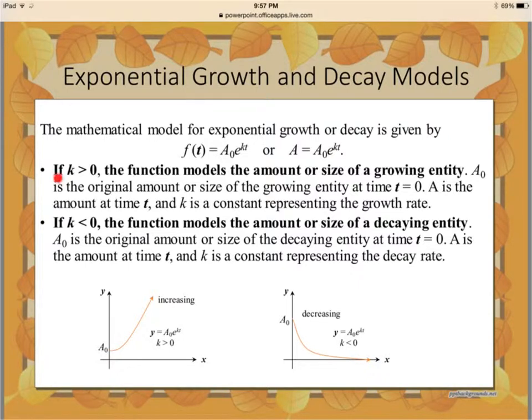So generally if k is greater than 0, so a positive number, that's going to mean that we have exponential growth. So our numbers will be going up at a certain rate. And if k is less than 0, so a negative value, that means that our function is going to be decaying. So the amount's going to be decreasing. And then below here are just some graphs indicating those two things that could be happening.